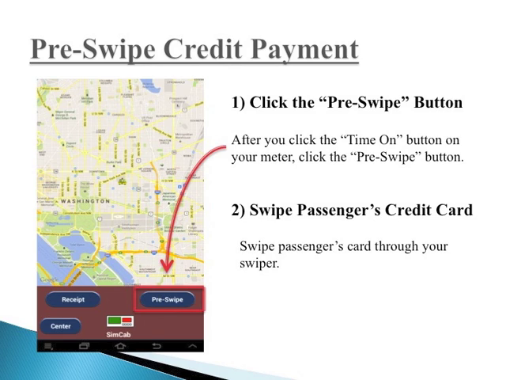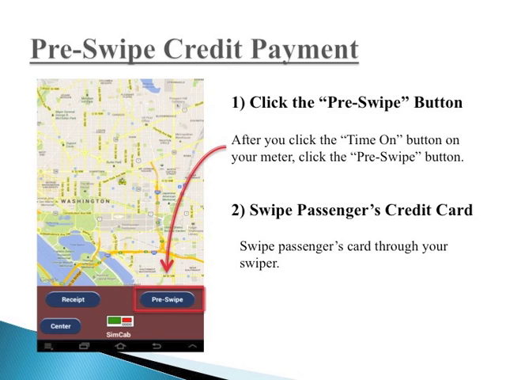After you push the Time On button on your meter, a button labeled Pre-Swipe will appear on your TaxiRadar home screen. If you wish to use the pre-swipe option, simply click the pre-swipe button, which is indicated by the red arrow. Once you have clicked the pre-swipe button, simply ask your passenger for his credit card and swipe it through your credit card swiper if you can. If you are driving, you can ask your passenger to swipe the card himself and pass your tablet or smartphone to your passenger. Your TaxiRadar program will accept the credit card when the card is swiped.